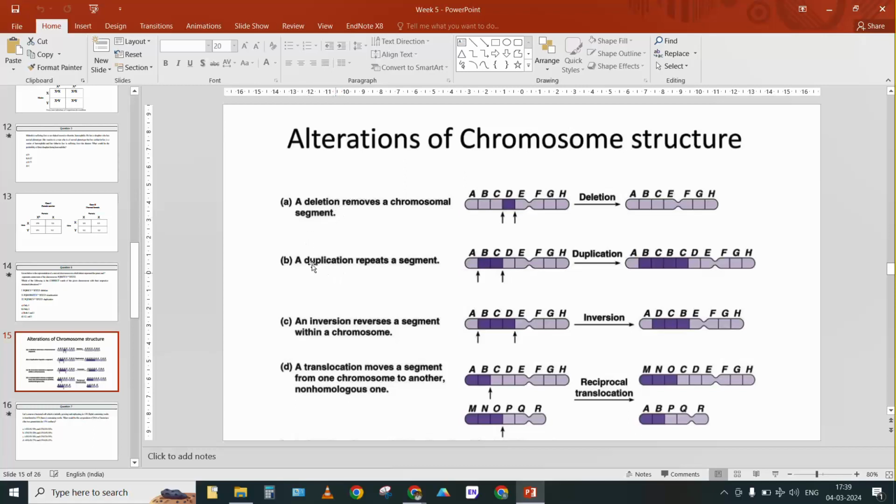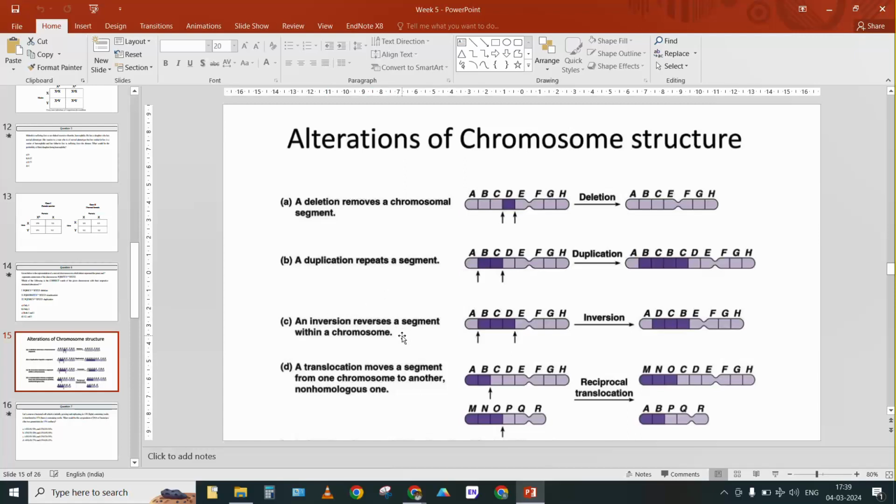The second step is duplication. Duplication repeats a segment. Duplication occurs when a segment of a chromosome is copied, resulting in an extra copy of the genetic material. The consequences of duplication are that duplicated genes may lead to an overexpression of certain traits or contribute to genetic variability. The next alteration is inversion, which reverses a segment within a chromosome.